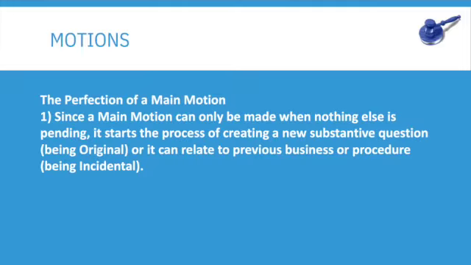So the perfection of a main motion, and we'll talk about different types of motions a little bit. A main motion can only be made when nothing else is pending. It starts the process of creating a new question, meaning it's the original, or it can be related to previous business or procedure, which is called being incidental. So to get actions done, we need a main or an original motion.